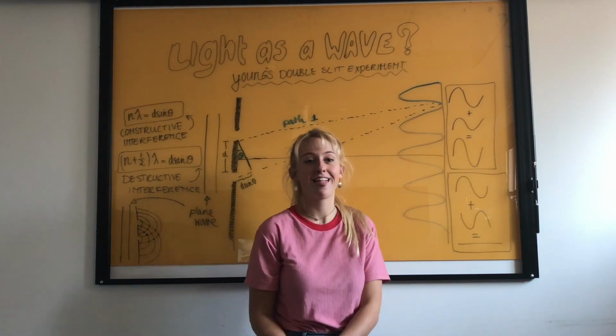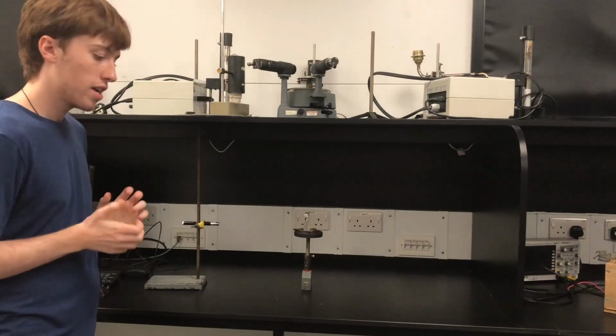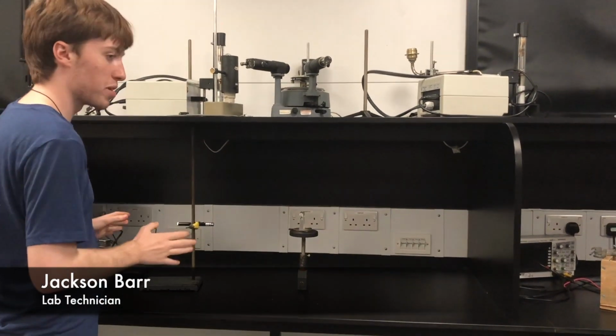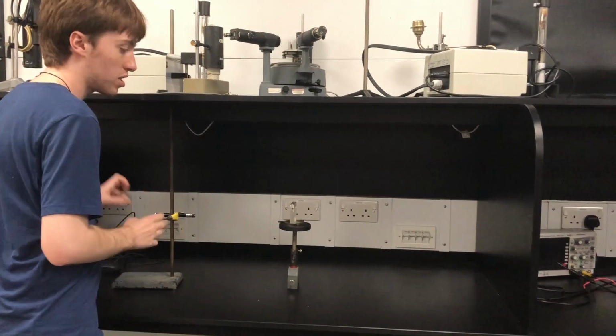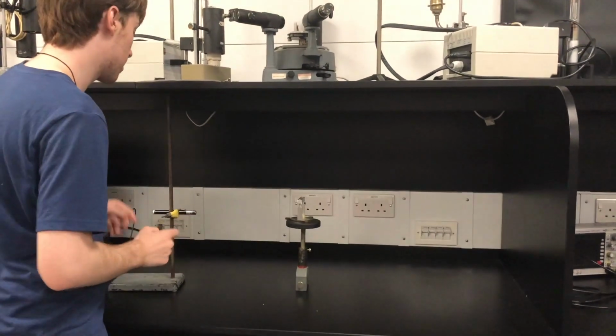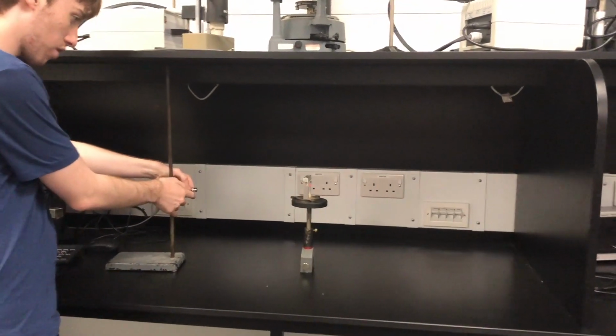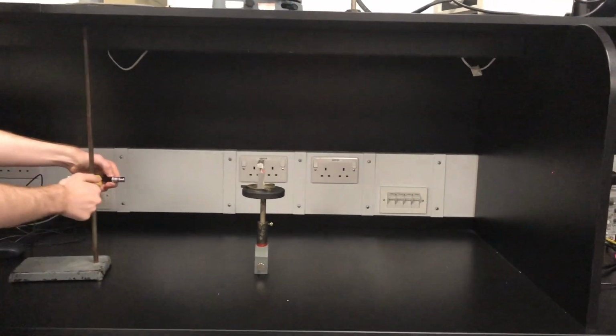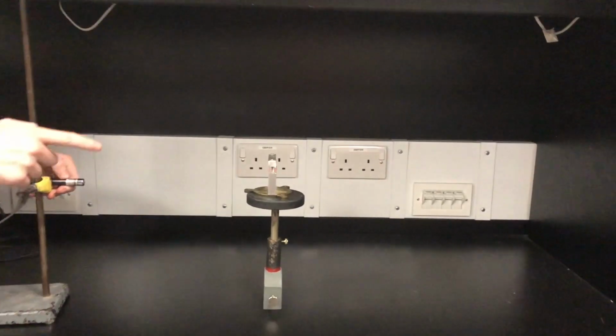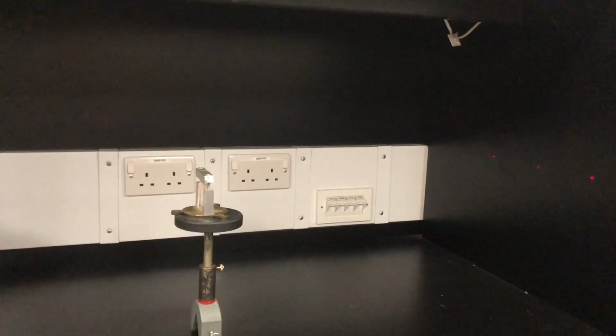So now we can see how this works in practice. This is our double slit experiment here. This is the laser which provides the light source and a diffraction grating to access the two slits. So when we shine the laser light through the diffraction grating, it forms an interference pattern seen on the wall over here.